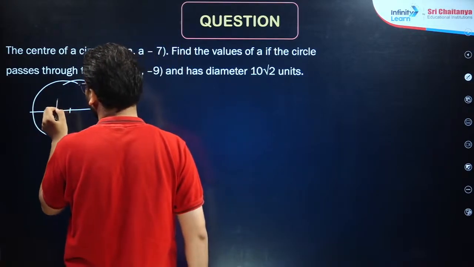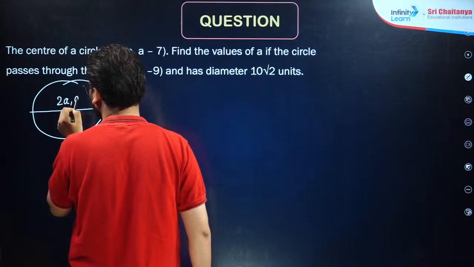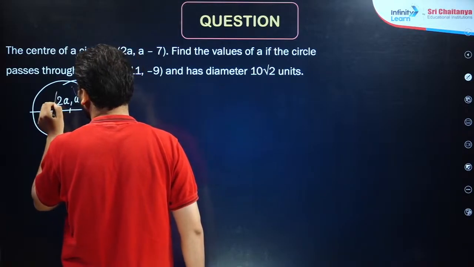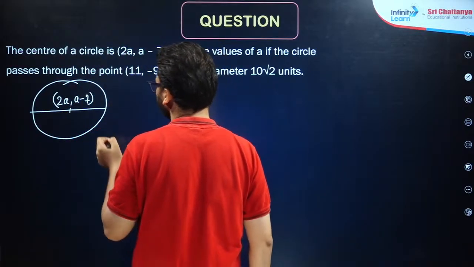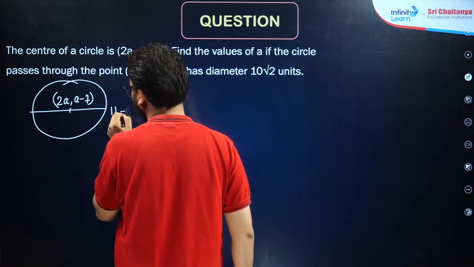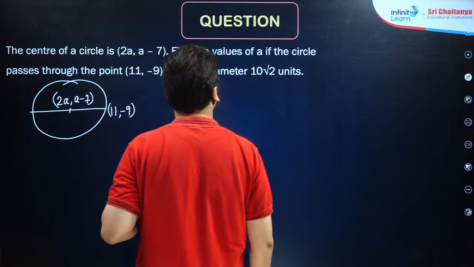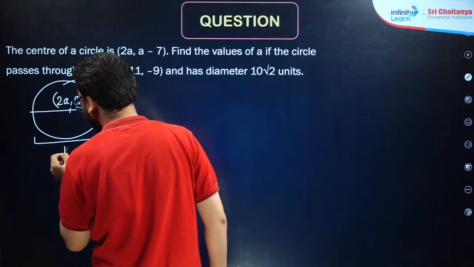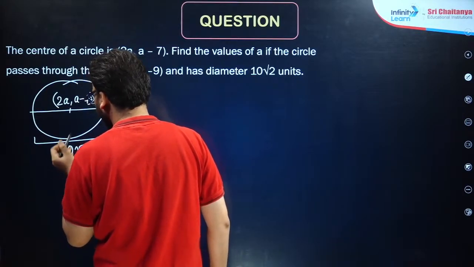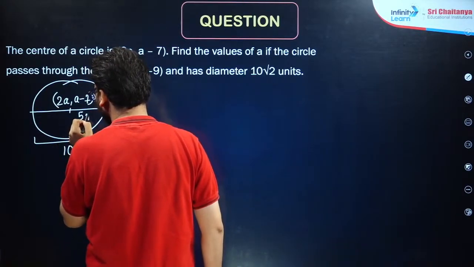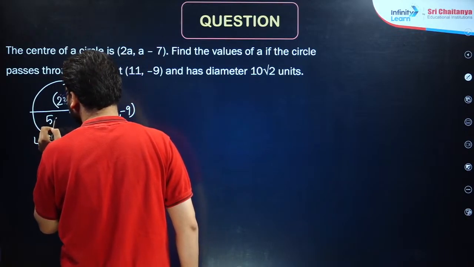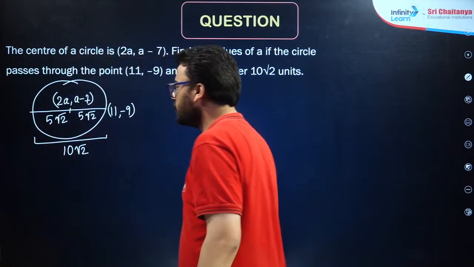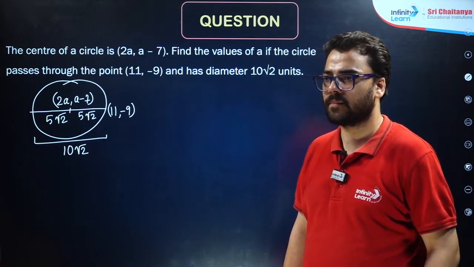Center is 2a comma a minus 7, and the circle is passing through a point somewhere over here, 11 comma minus 9, right? And the diameter is 10 root 2 units. So therefore the radius will be 5 root 2 units. Yes or no? 5 root 2. So can we use the distance formula over here?